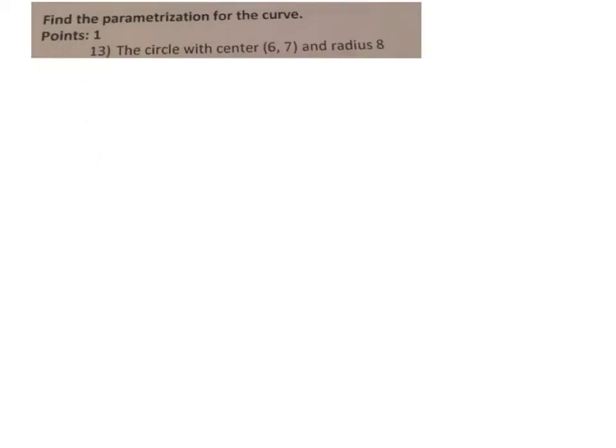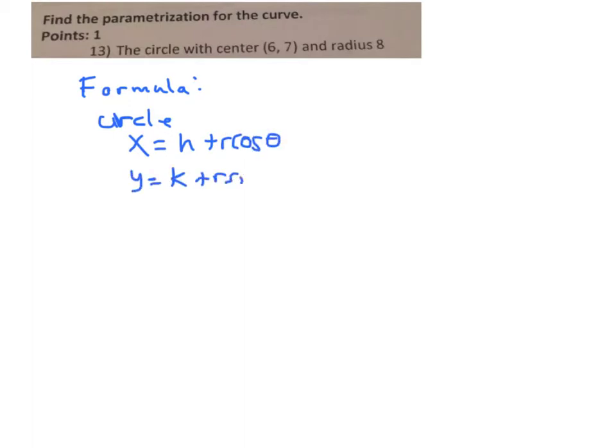Alright, number 13. We want to write this circle as a parametric equation. So there's a formula that would be helpful: for a circle, our parametric equations consist of x equals h plus r cosine theta, y equals k plus r sine theta. And so h and k are from our center point, r is our radius. So in this case it would be x equals 6 plus 8 cosine theta, y equals 7 plus 8 sine theta.